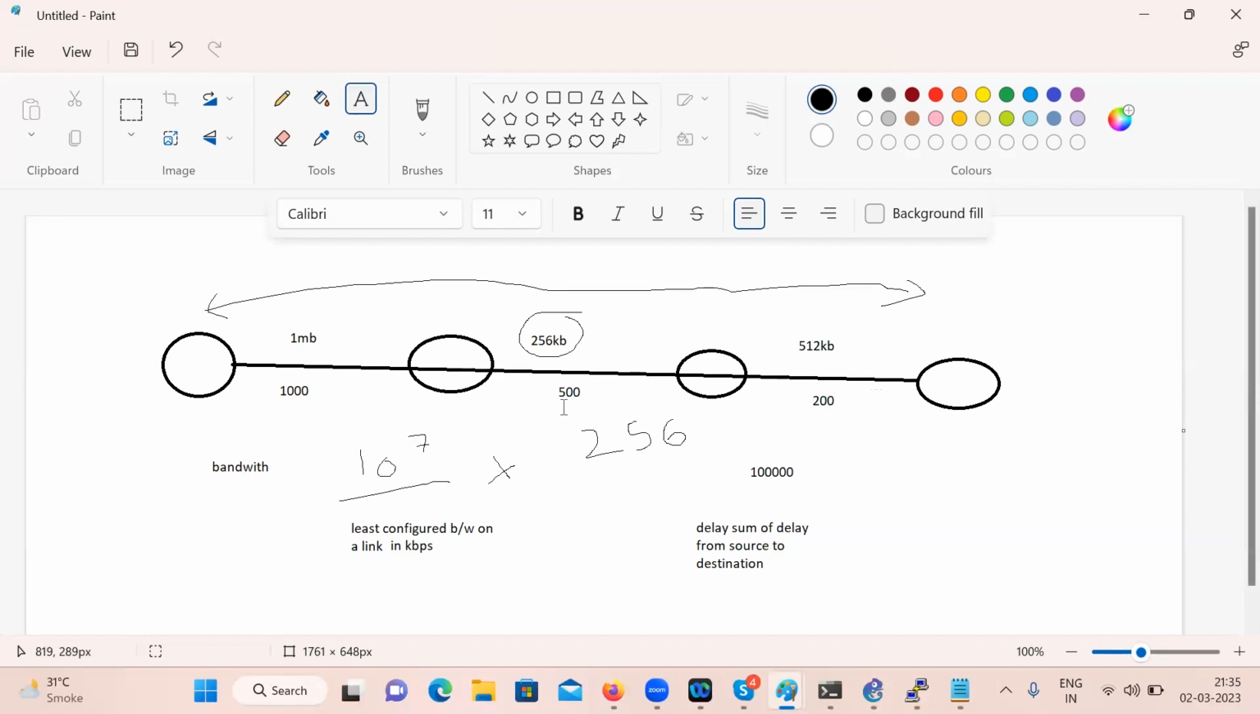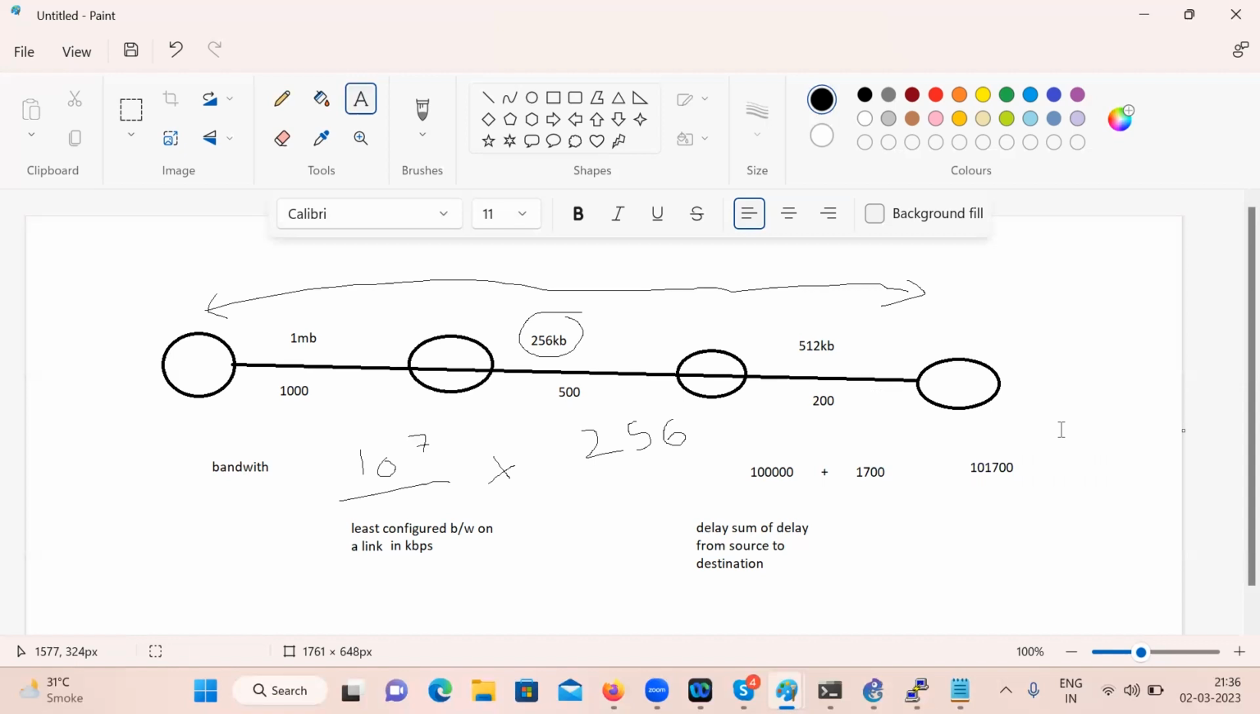Okay, so sum of delay means what? 1000 plus 500 plus 200, which is 1700. Okay, getting me? What it will do? It will do addition of it. And at last, they will get a value of something like 1700. So this is how it is calculated. Got the point roughly?